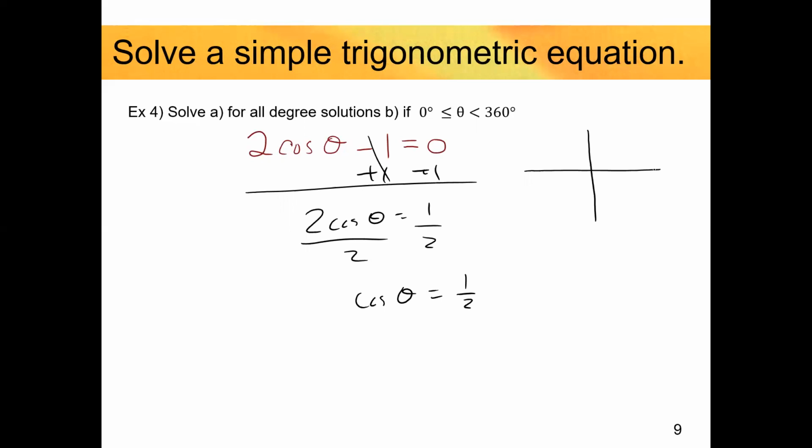60 degrees, cosine, yeah. So I got this guy here, that's 60 degrees. That's when the x-axis is 1/2. Perfect. I don't care about the y-axis because I'm dealing with cosine. Cool. Any others?